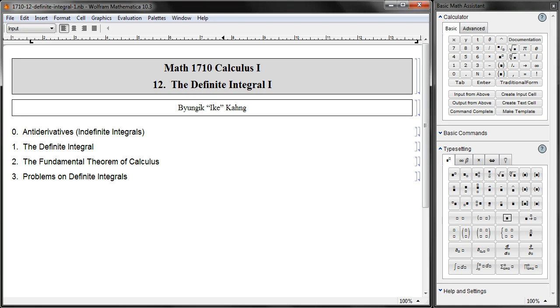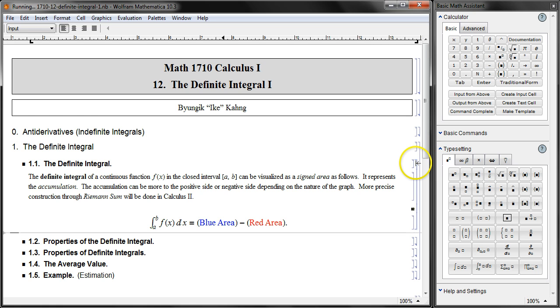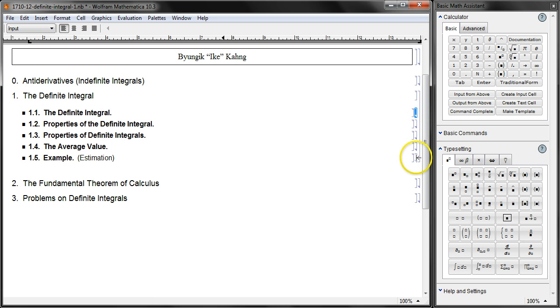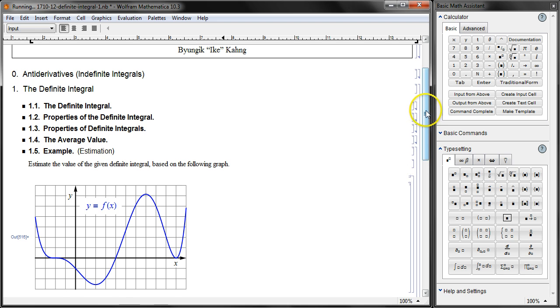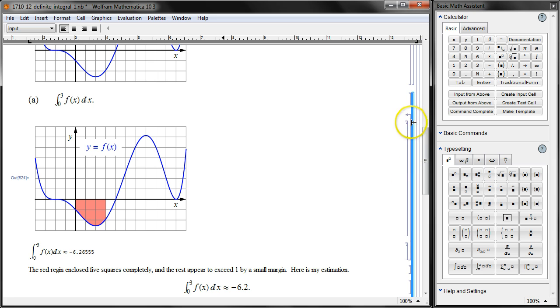Hello students, welcome back. In the previous videos, we talked about the meaning of the definite integral using the graphical interpretation, kind of like this. And then some estimation, again using the graphical interpretation, kind of like these.